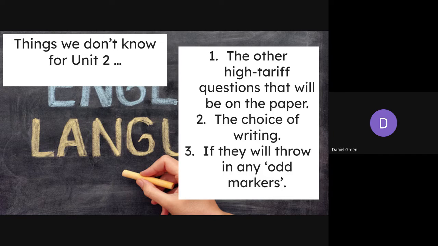And finally, we don't know if they're going to throw in any odd markers. That means marks that are outside of the 5 to 10 bracket. Now, we used to teach this spec as being you'll get a 5 marker, you'll get a 10 marker, and so on. But over the last couple of years, they've thrown in 4 markers, 6 markers, 8 markers, and so on. So just be prepared. If you see a question with a high number of marks, still follow the same structure for the question. Don't change it just because it's got less marks or more marks.